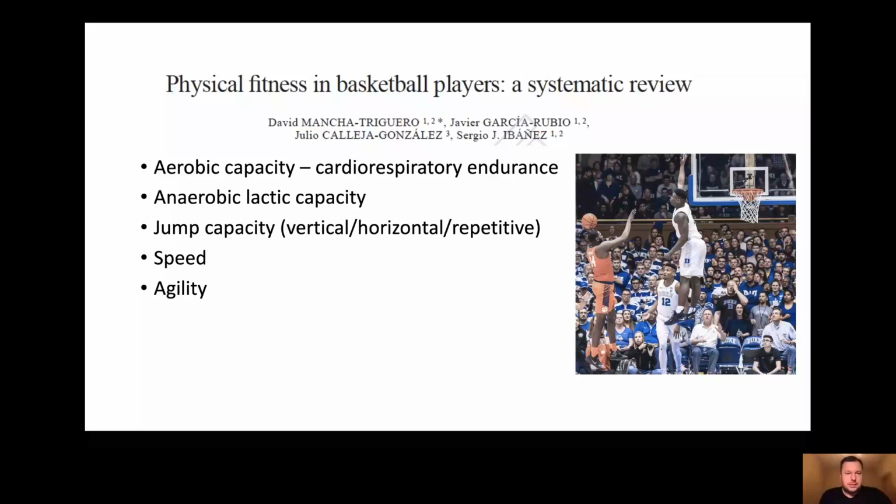I just want to emphasize the main physical fitness components in basketball. Of course, this is the field of the strength and conditioning coaches, but shortly, just to emphasize five things that every basketball player needs: the aerobic capacity, which means cardiorespiratory endurance, anaerobic lactic capacity, also jump capacity, different types of jumps, vertical, horizontal, or repetitive, and of course speed and agility. So these things should be trained, and all these things should be trained at the same level, trying to get some exercises and drills for every step of the physical fitness.